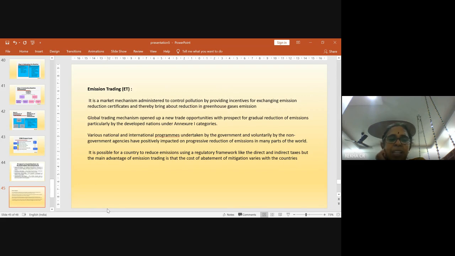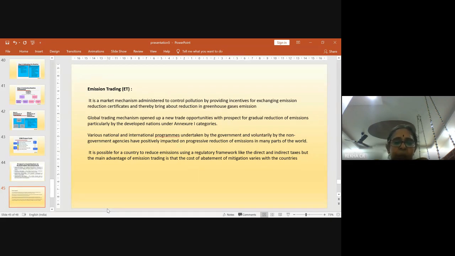So the global trading mechanism opens new trade opportunities with the prospect of gradual reduction of emissions, particularly by the developed nations under Annexure 1 categories. Various national and international programs undertaken by the government and voluntarily by non-government agencies have positively impacted the progressive reduction of emissions in many parts of the world.